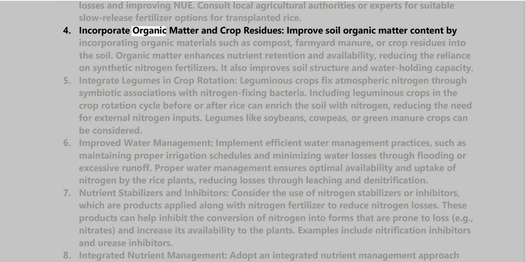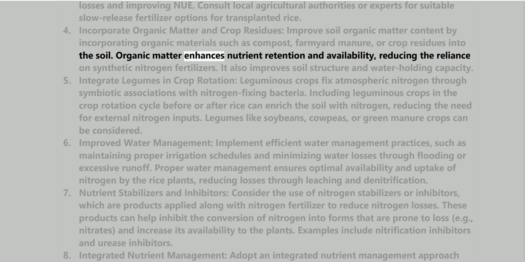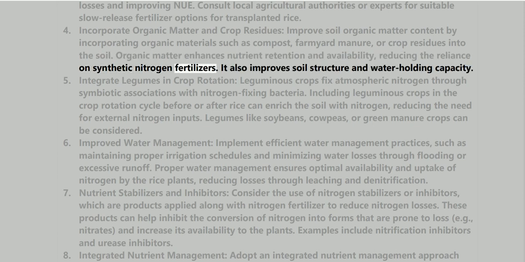4. Incorporate organic matter and crop residues. Improve soil organic matter content by incorporating organic materials such as compost, farmyard manure, or crop residues into the soil. Organic matter enhances nutrient retention and availability, reducing the reliance on synthetic nitrogen fertilizers. It also improves soil structure and water holding capacity.